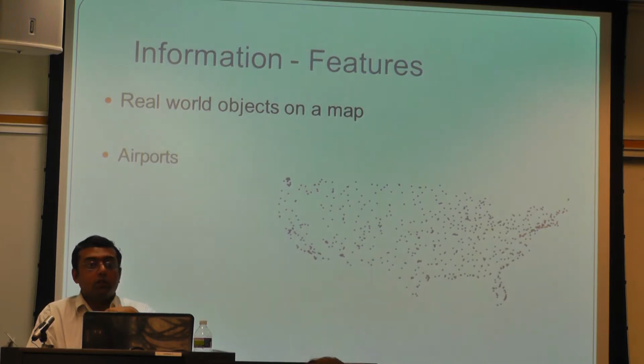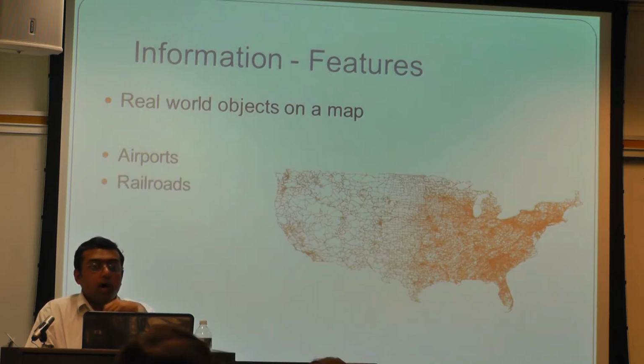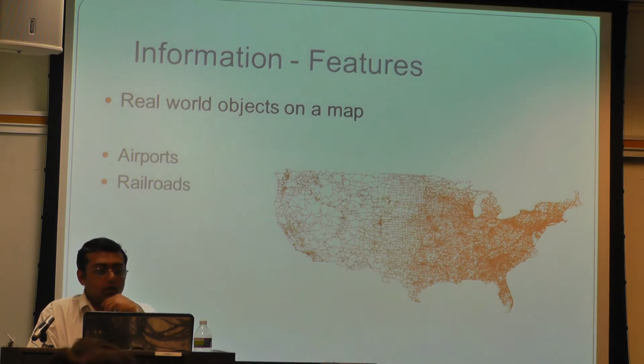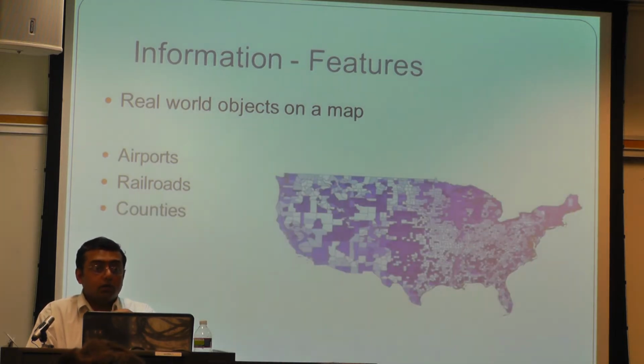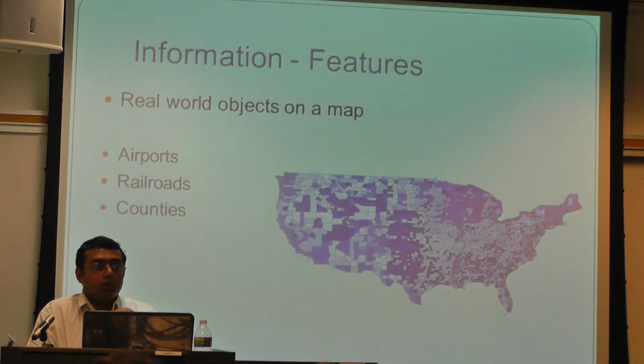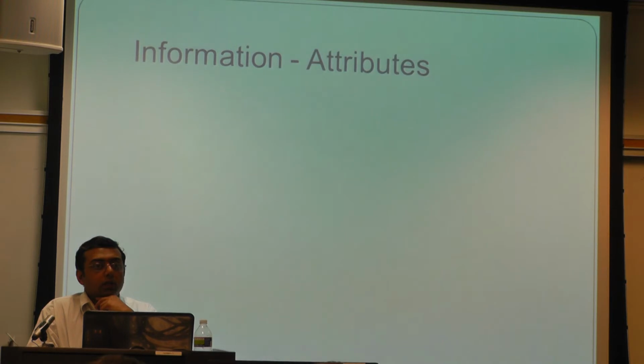So for instance, this is a map of all airports in the United States. This is a map of all railroads in continental United States. And this is a map of all counties in the US. And these are the kind of information that GIS stores and needs in order to display the map to you visually.